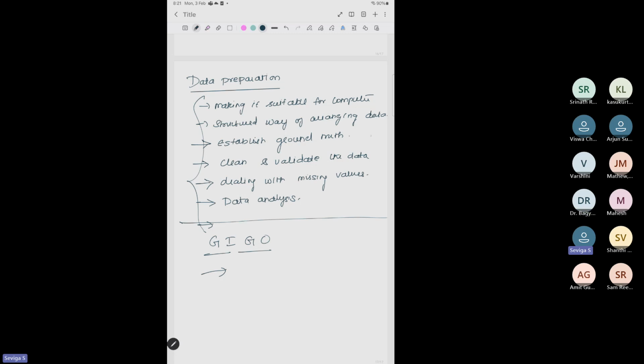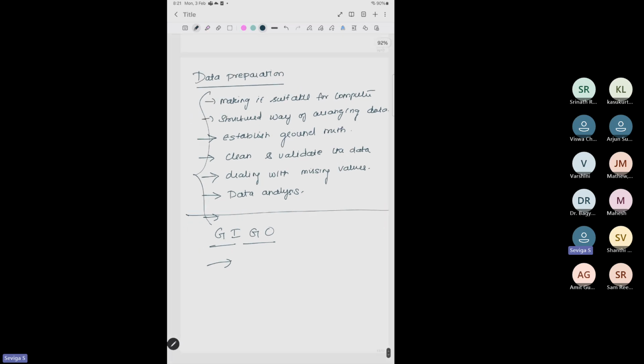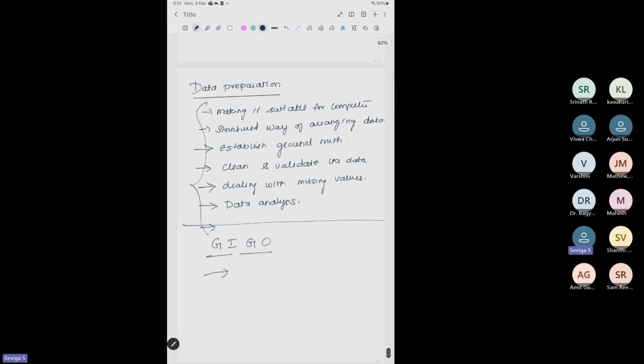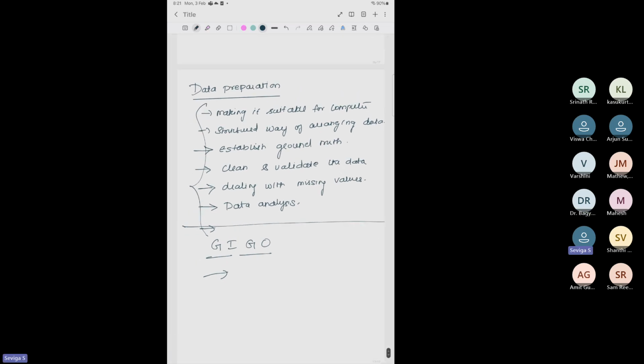To establish ground truth, we have to prepare. We have to clean the data. We have to deal with missing data. And of course, we have to do analysis on the data. So all these points are correct. The most important point is that the accuracy of our output depends on what we feed in. So we have to make sure we are giving clear, clean data to the system.